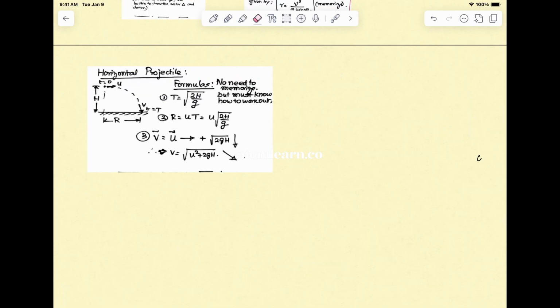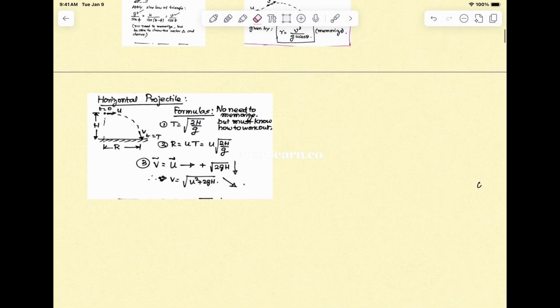Next concept and the formula we should understand is a horizontal projectile. So far we had covered ground to ground projectile. Now we will take up a projectile projected horizontally from a particular height. Let us take, for example, this is the ground level, and then there is a building of, let us say, height h, and then a stone is projected horizontally from the top of the building.